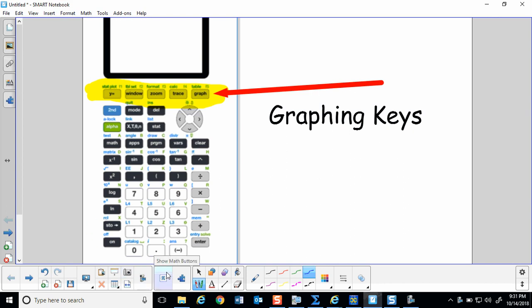Today we'll be graphing functions on the graphing calculator. So to begin with, let's look at the keys we'll be using. When you graph on the graphing calculator, the graphing keys are located right below the screen. Primarily we use y equals, we use trace, and we use the table and graph key.